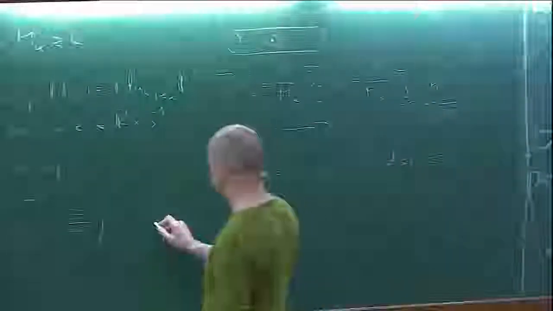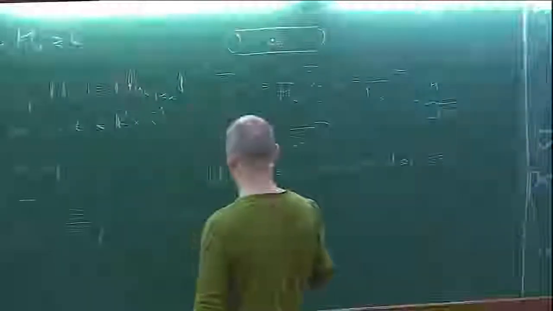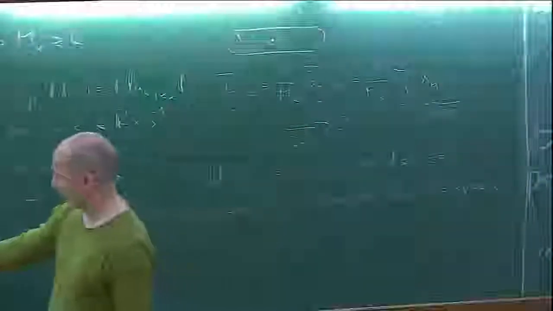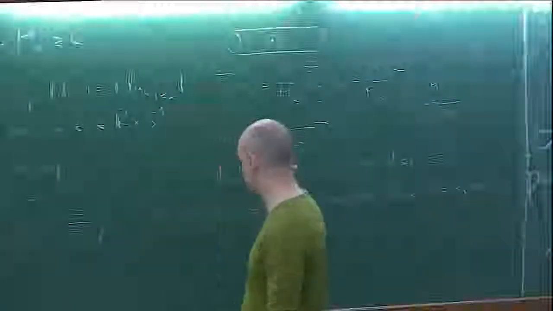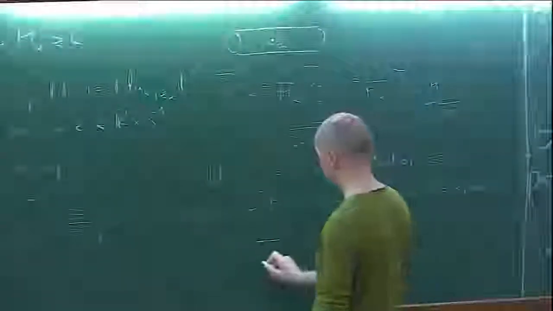And so finally, because M is compact, we can pass to a subsequence to achieve that the values of the V_k's at zero converge in M. So we can pass to a subsequence such that V_k of zero converge to some x in M as k goes to infinity. Okay?